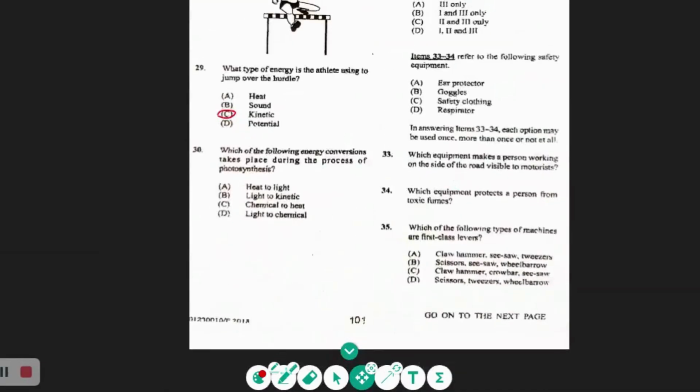30. Which of the following energy conversions takes place during the process of photosynthesis? We have light energy being converted. Is it kinetic or chemical energy? It would be chemical energy. So the answer is D.